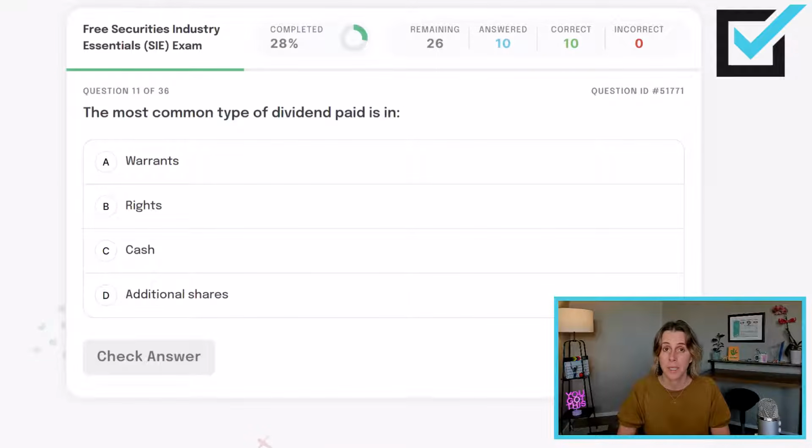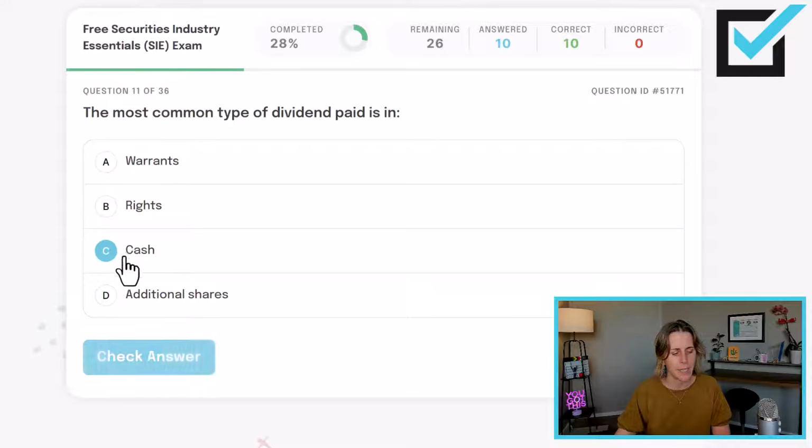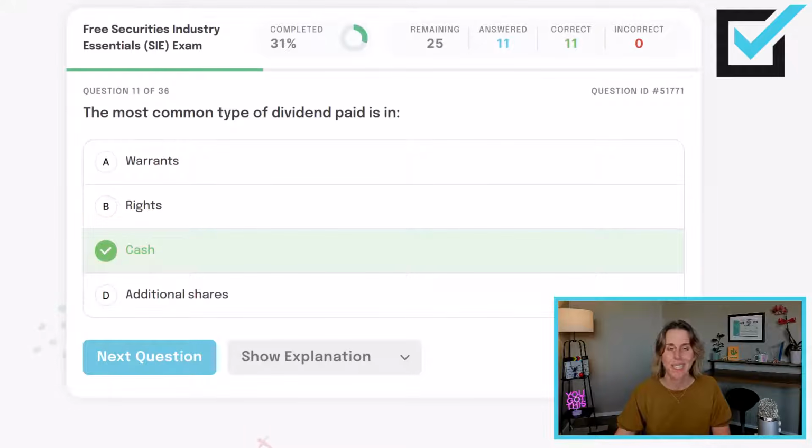The most common type of dividend paid is in warrants, rights, cash, or additional shares? The most common type of dividend paid will be in cash. It is possible that common stock can pay the dividend in additional shares. Preferred stock can only pay the dividend in cash.